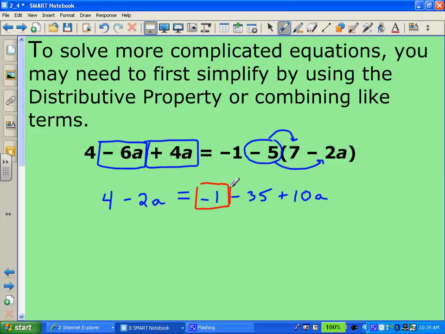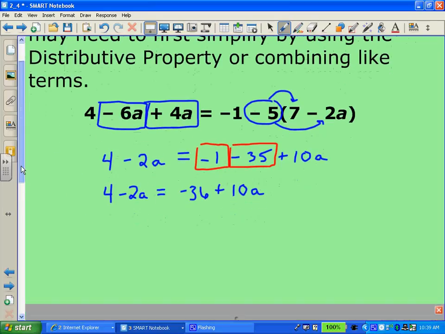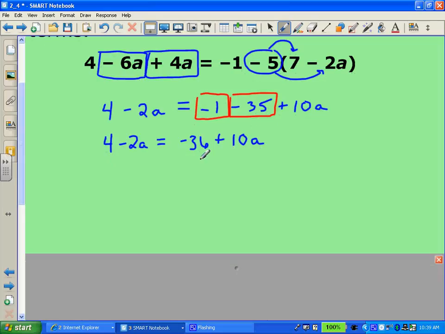Now again, I have some like terms. I have a negative 1 and a negative 35, so I need to put those together. So then I have 4 minus 2a equals negative 36 plus 10a. Okay, now I have each side, the left side and the right side, simplified. So now all I have is an equation with variables on both sides.